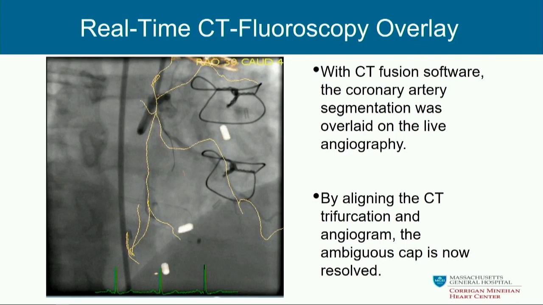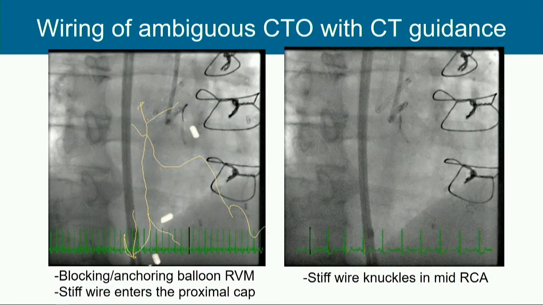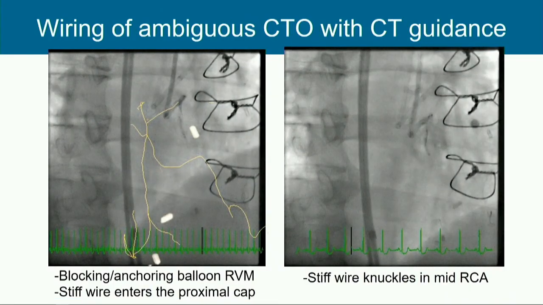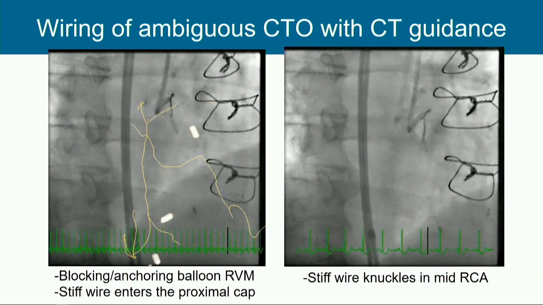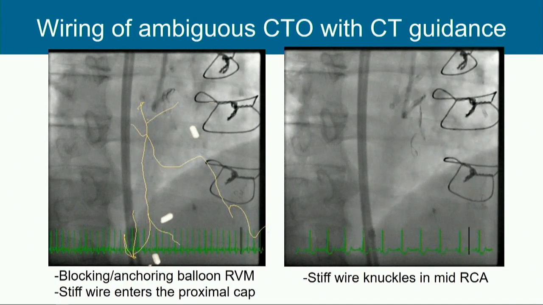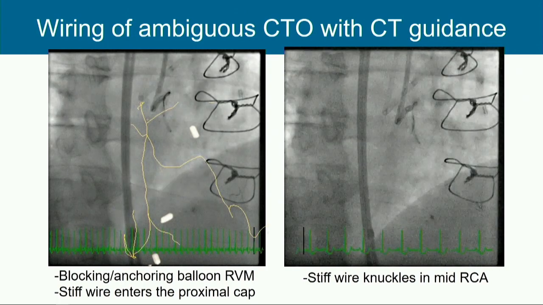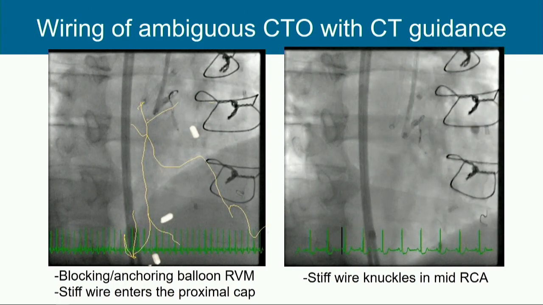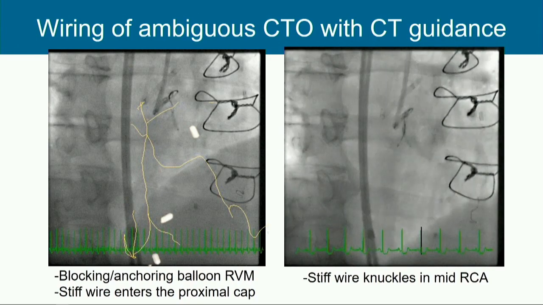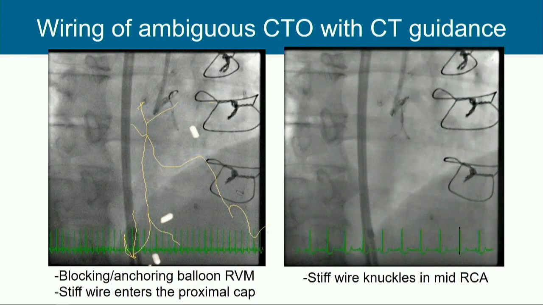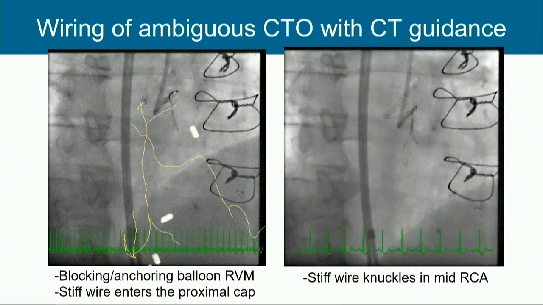We're not just going blind down the mid-right coronary. This was a case where we took a wire that was stiff and used a blocking balloon in the RV marginal anchor. You'll see the stiff wire makes progress into the true cap. This segmentation can be moved on and off so it doesn't interfere when we're actually wiring. This stiff wire then made progress into the mid-right. It looks like it was taking the correct course, knuckled.